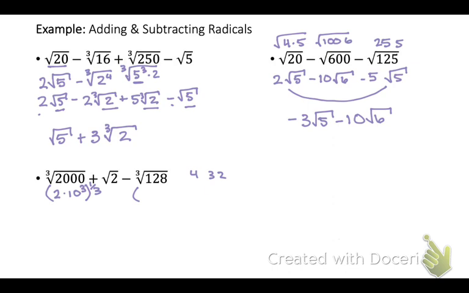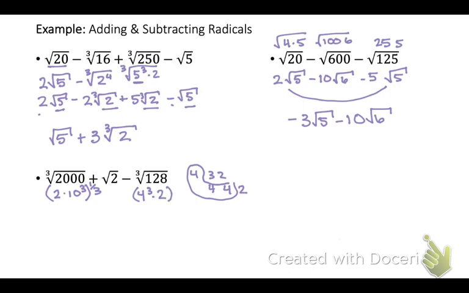4 is a perfect square, but we're not looking for squares. We're looking for cubes. And 32 is 4 times 8, which is 4 times 2 times 2. So do I have a cube? Okay, so I'm going to write it 4 cubed.